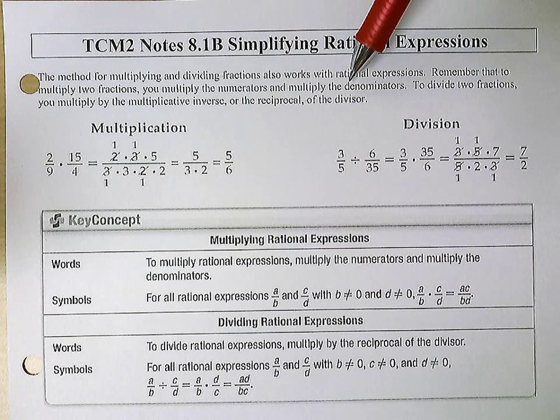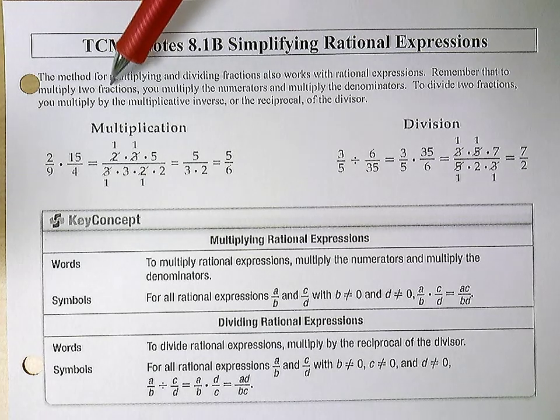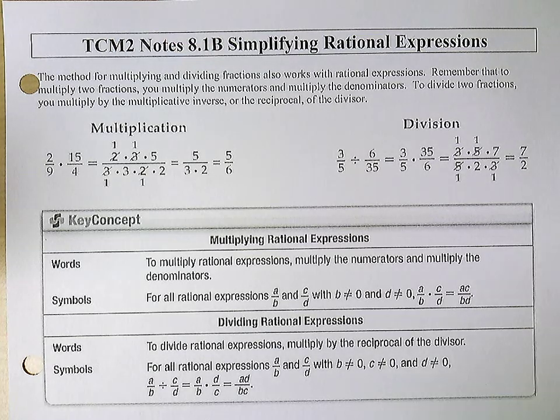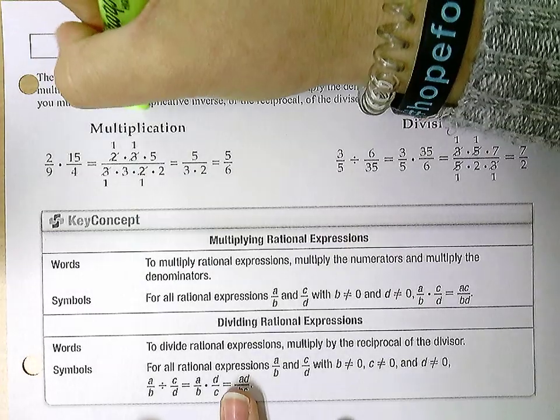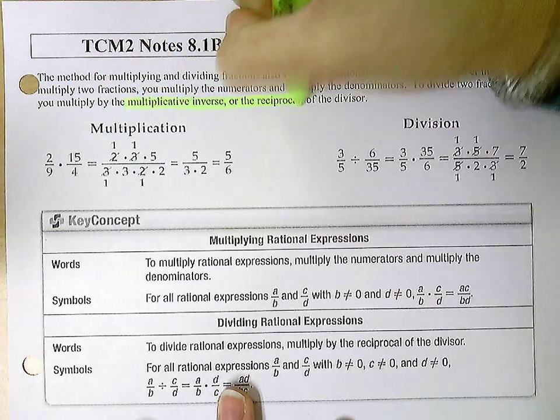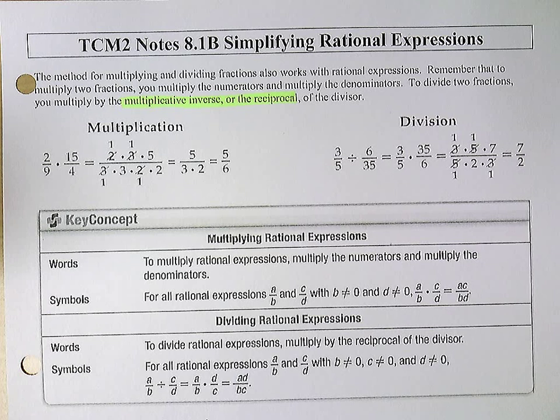Numerators and multiply the denominators. To divide two fractions, you multiply by the multiplicative inverse. Okay? So the multiplicative inverse of that divisor. Okay, that's the same thing as the reciprocal. So if you are dividing fractions, you need to take the reciprocal of that second fraction in order to multiply instead.